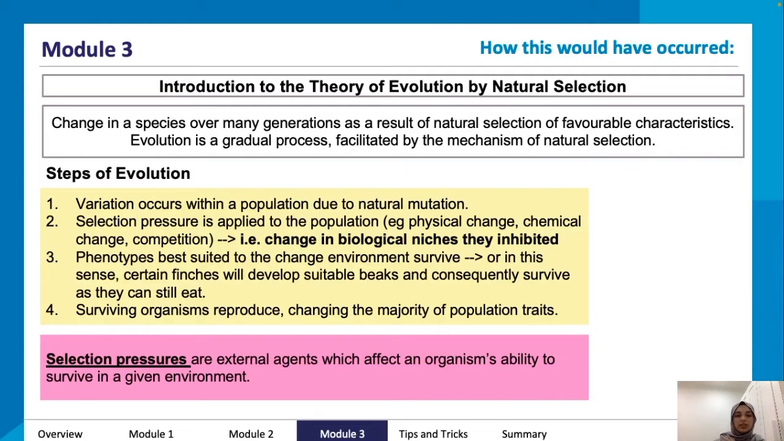Phenotypes best suited to the environment survive. So think back to, okay, the black moths were more likely to survive because they could better camouflage, and the white moths couldn't because the birds would eat them. Or in this sense, certain finches will develop suitable beaks and consequently survive as they can still eat. Surviving organisms then reproduce, and then they pass on those traits, which is a very important point. They pass on that trait to the majority of the population.